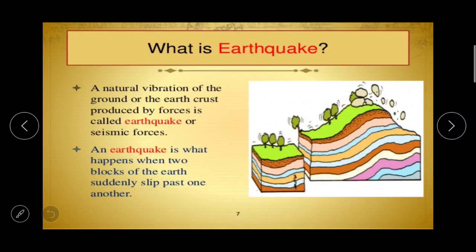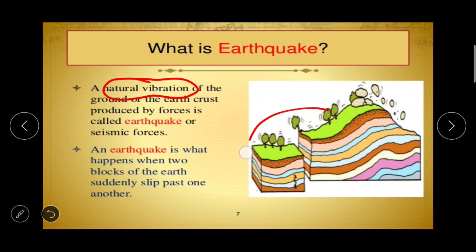So the first and most important thing to know: what is an earthquake? A natural vibration of the ground or the earth's crust produced by seismic forces is called an earthquake. Here the word natural vibration is very important. An earthquake is what happens when two blocks of the earth suddenly slip past one another.